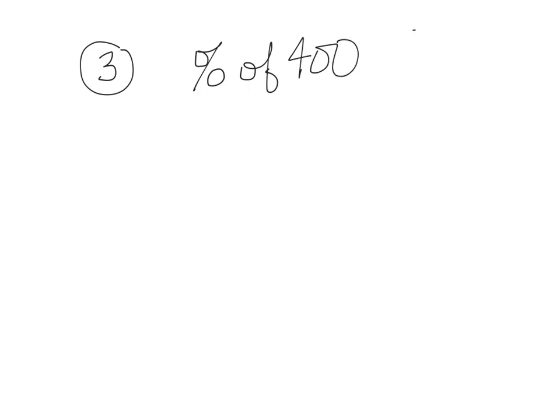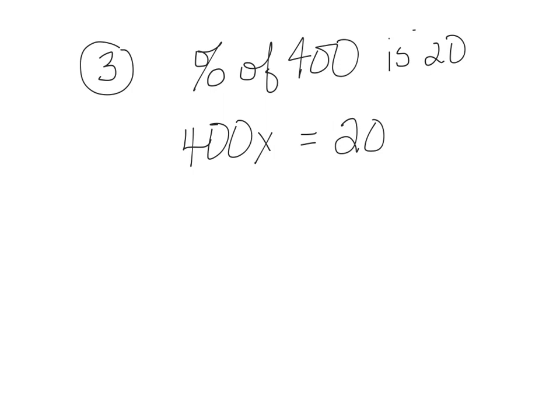All right, number three. What percentage of 400 is 20? Just read it carefully. It says percentage of 400. So let's change our percentage to x, and of means to multiply, so we can really say this is 400x. 400 times something is 20. So remember the word is equal to 20. So is turns into the equal sign, and of turns into multiplication with our variable, x.